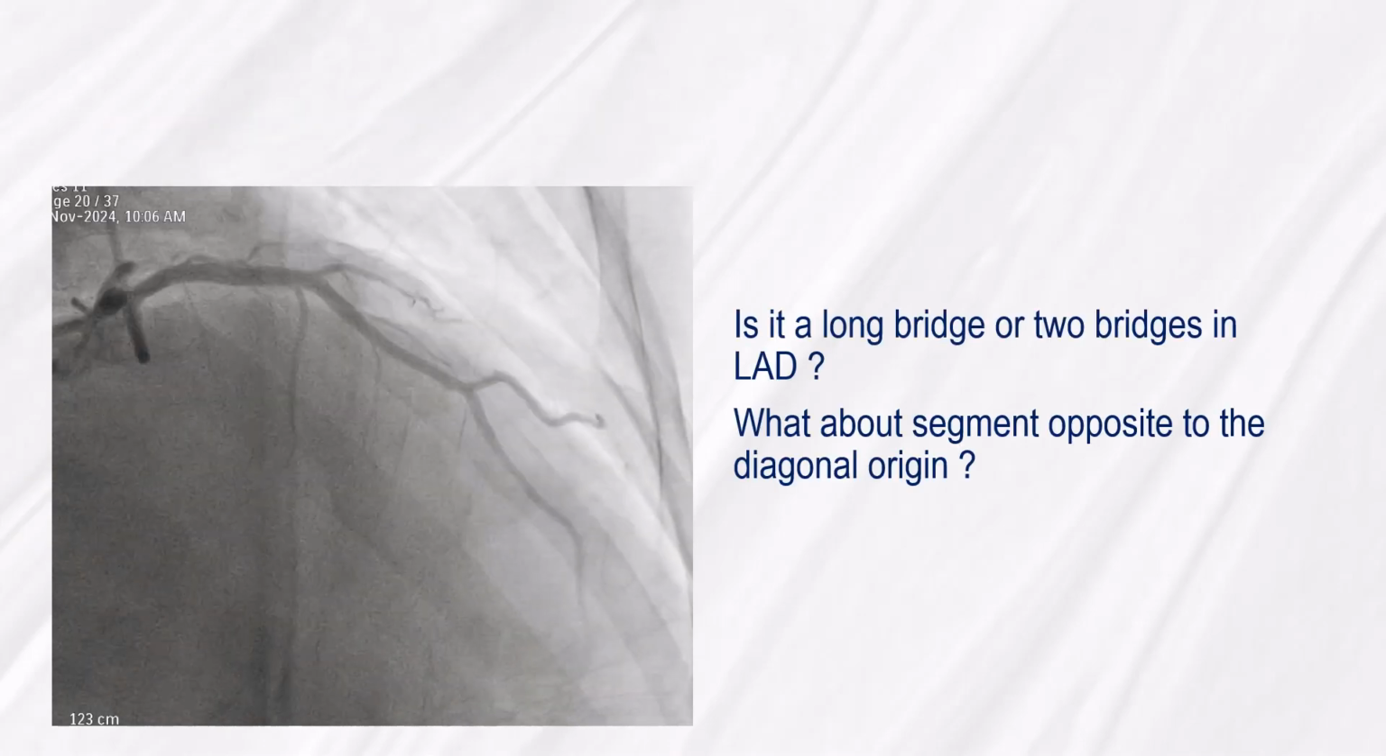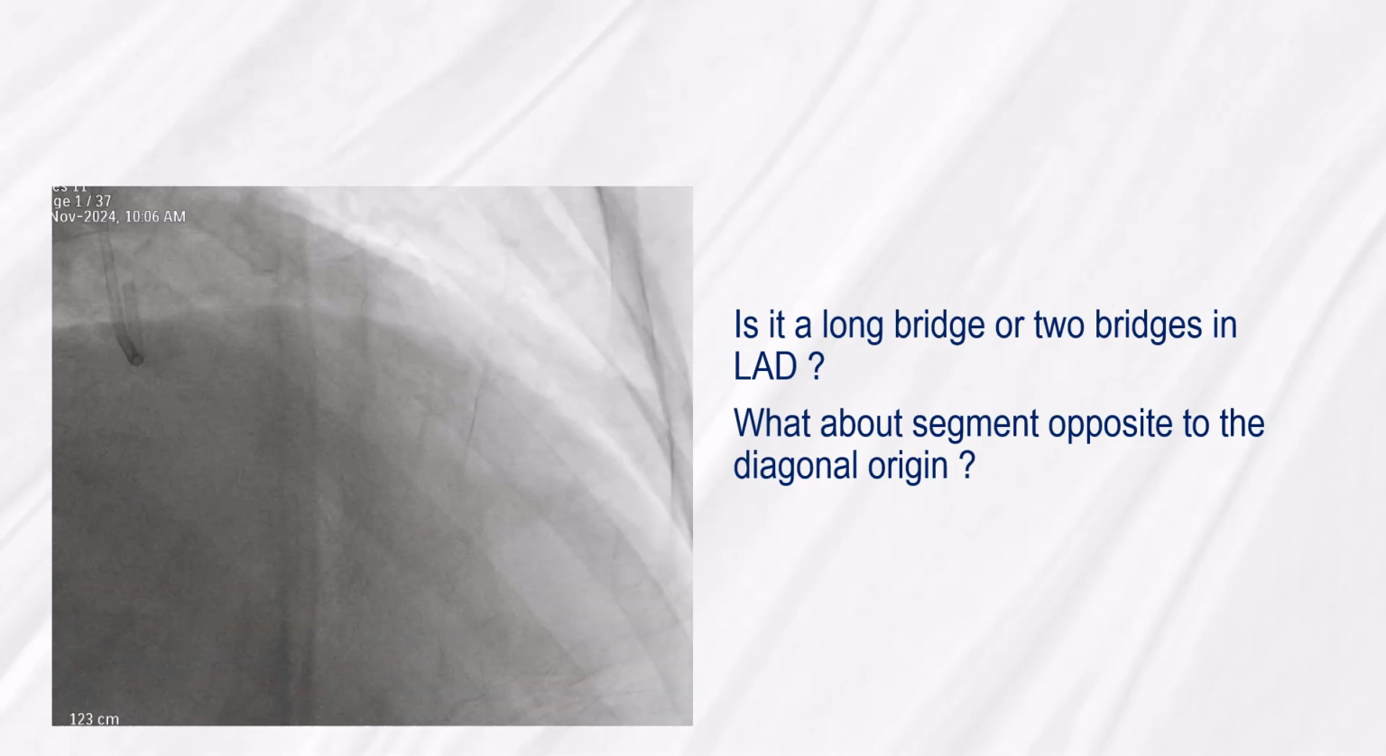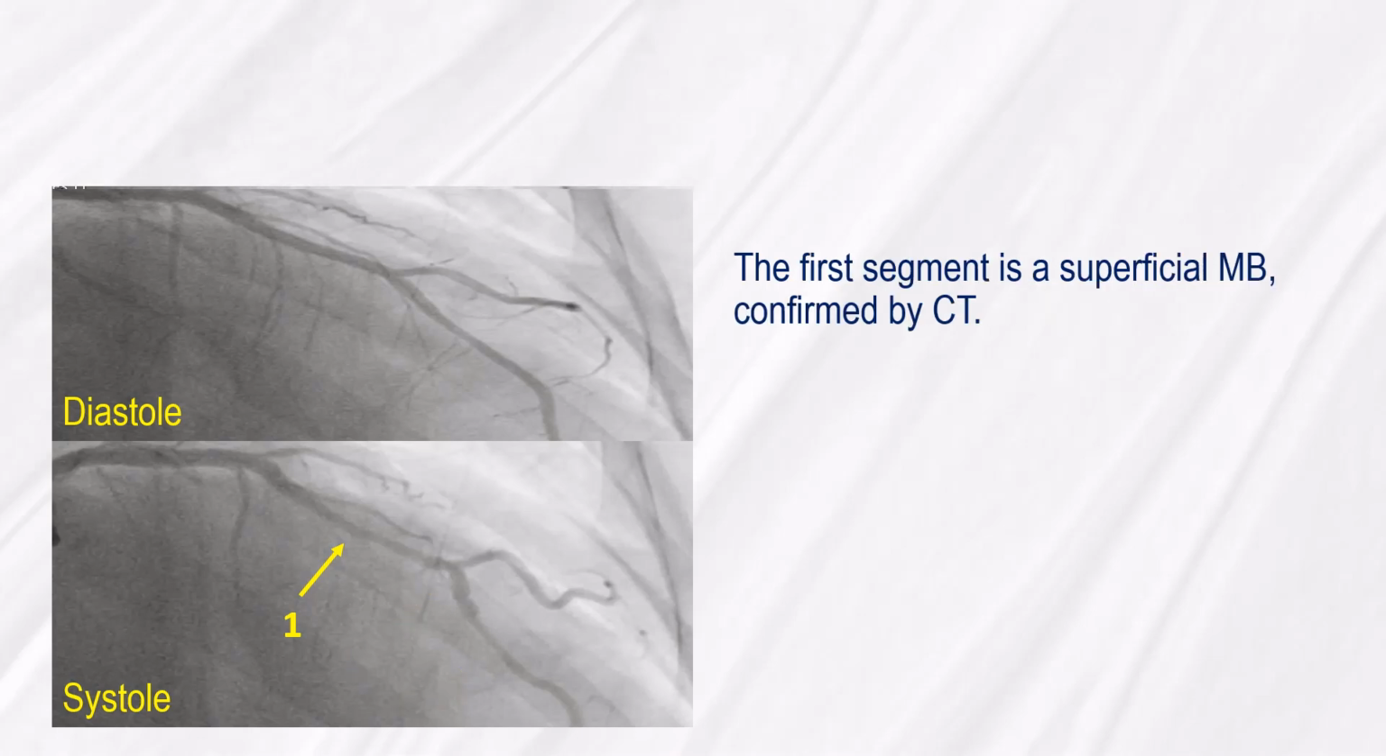In this video, is this a long bridge or two bridges in the LAD? What about the segment opposite to the diagonal origin? We can see a mid and distal myocardial bridge segment with a diagonal branch in between. The first segment is a superficial myocardial bridge confirmed by CT.